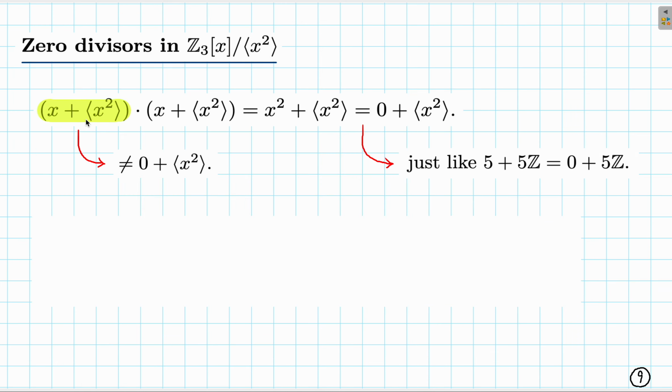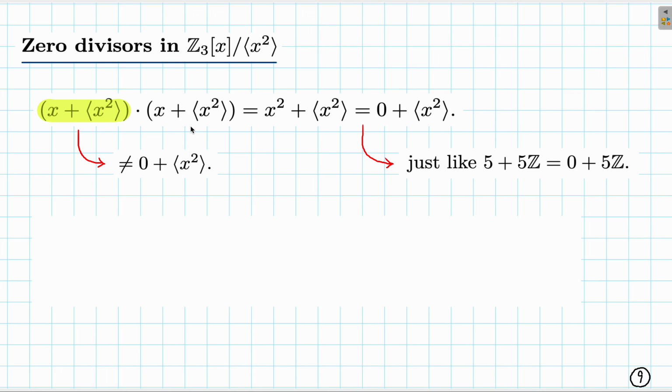Here's another computation. Let's consider the coset x plus bracket x squared. First of all, this does not equal the zero coset, namely 0 plus bracket x squared, because the coset representative x is not contained in bracket x squared. Now let's see what happens if I multiply this coset by itself.